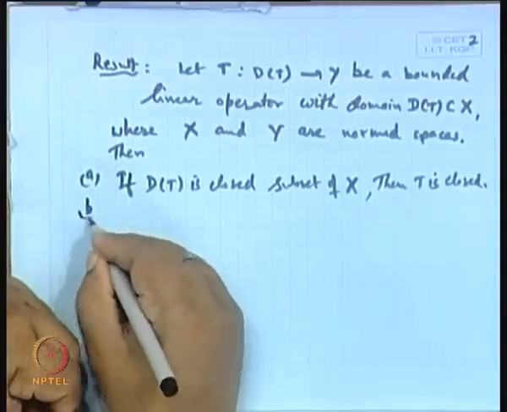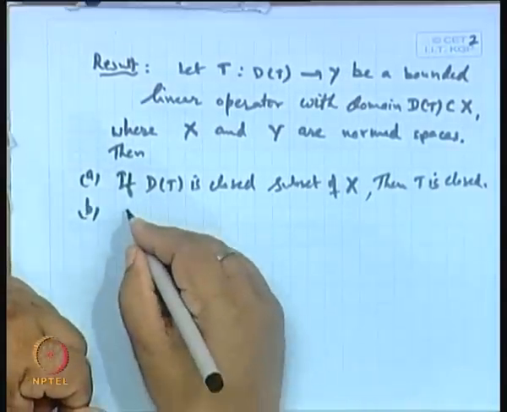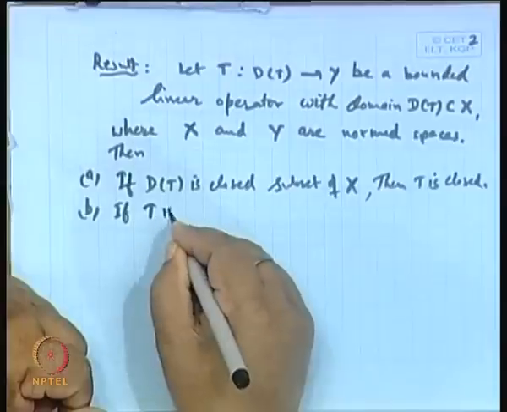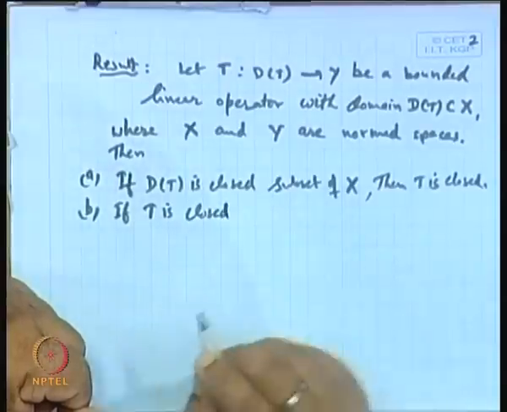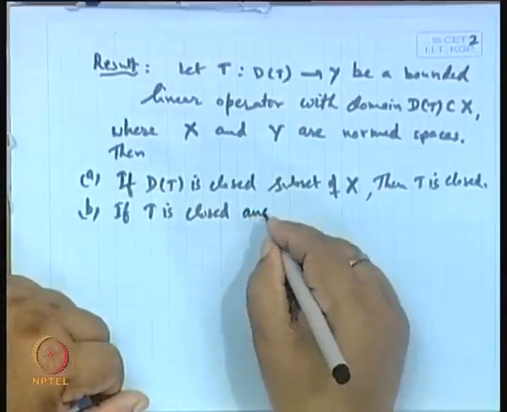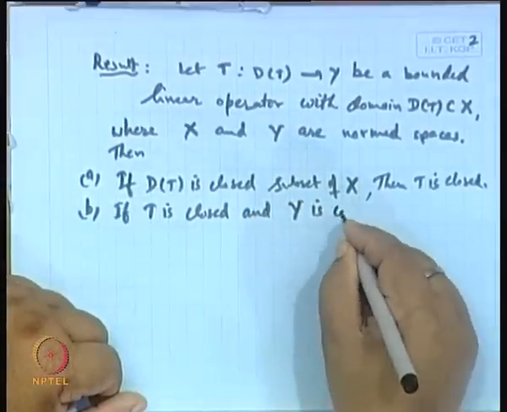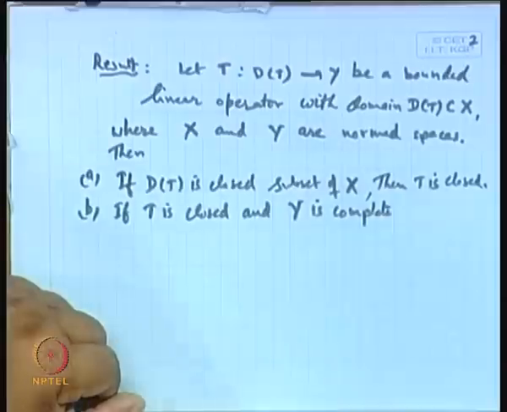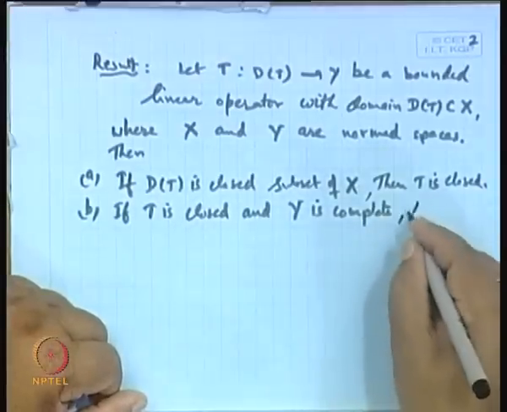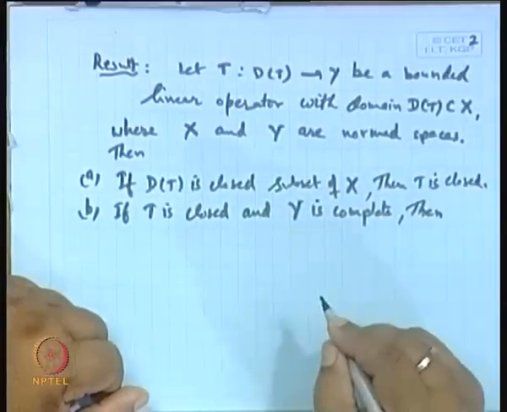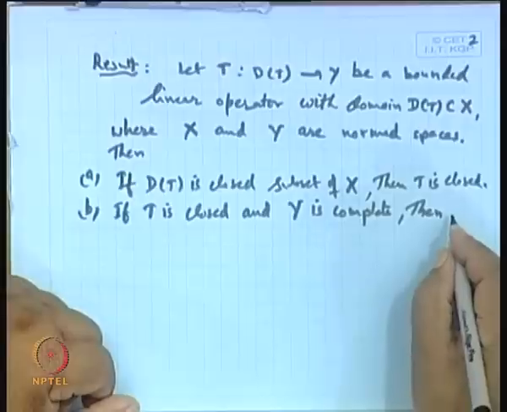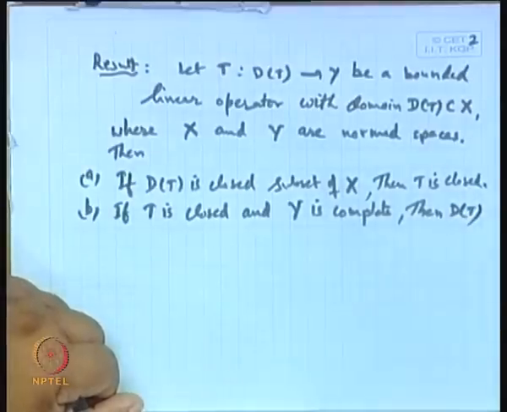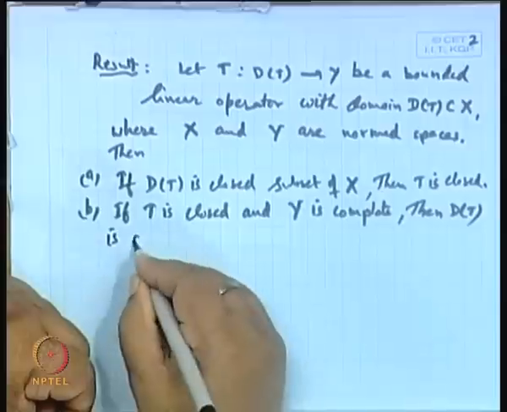The second result says, if T is closed and Y is complete, then the domain D(T) is a closed subset of X.